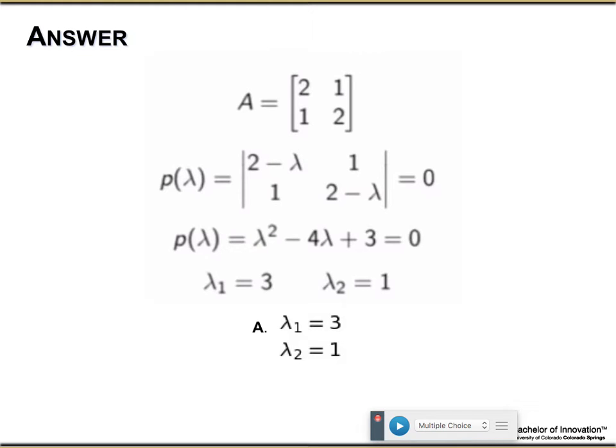Yes, lambda 1 by convention is the largest or the dominant eigenvalue. So we always reorder them to put the largest one first. Largest in absolute value. If it's negative, it can still be the first one, but largest in magnitude.